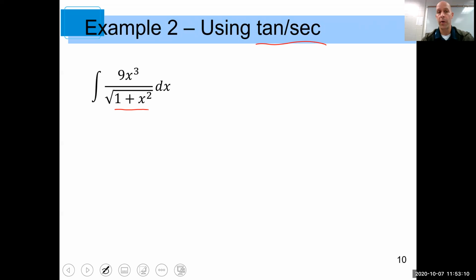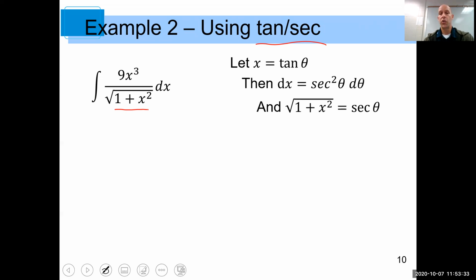So first thing we want to do is recognize, since this is 1 plus x squared, that's like a squared plus u squared. So we're going to let x equal the tangent of theta. If x is the tangent of theta, then dx is going to be the secant squared of theta d theta. Okay, so now we want to try to figure out what this square root thing's going to be. If you plug tangent theta in there and work it out like I did on that previous example, hopefully you can understand now why that's secant theta.